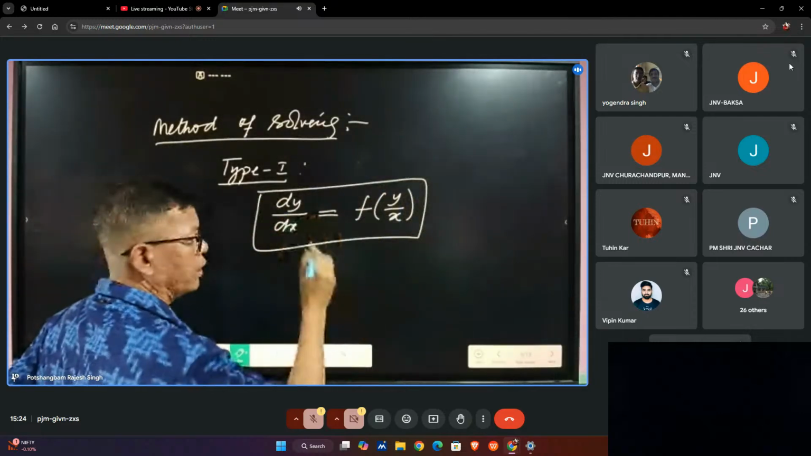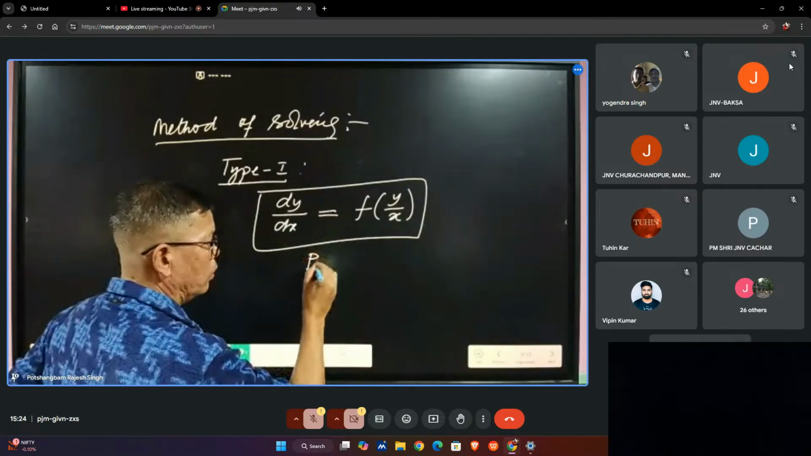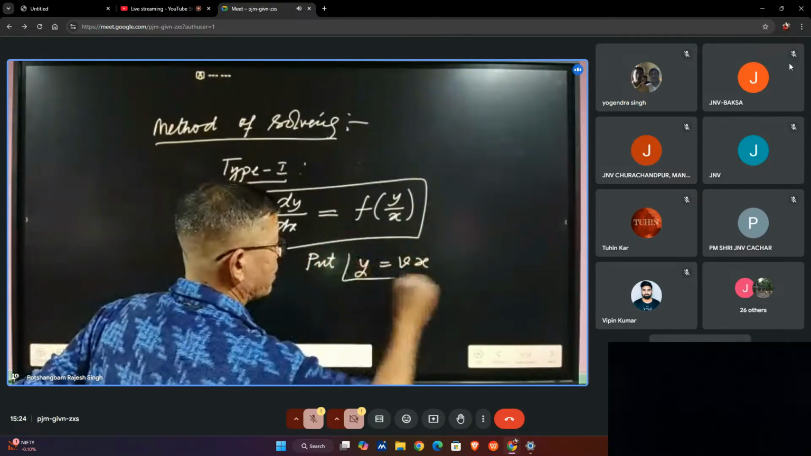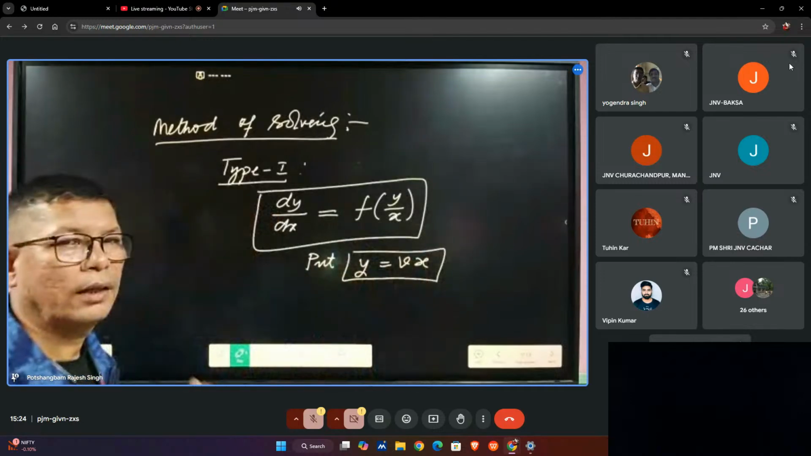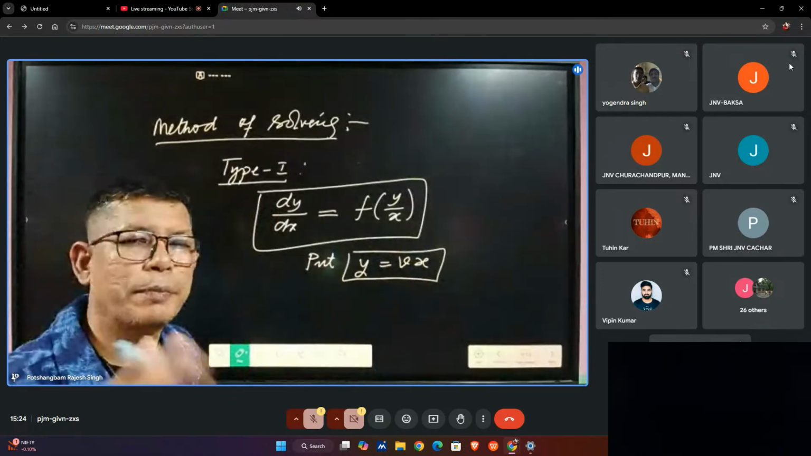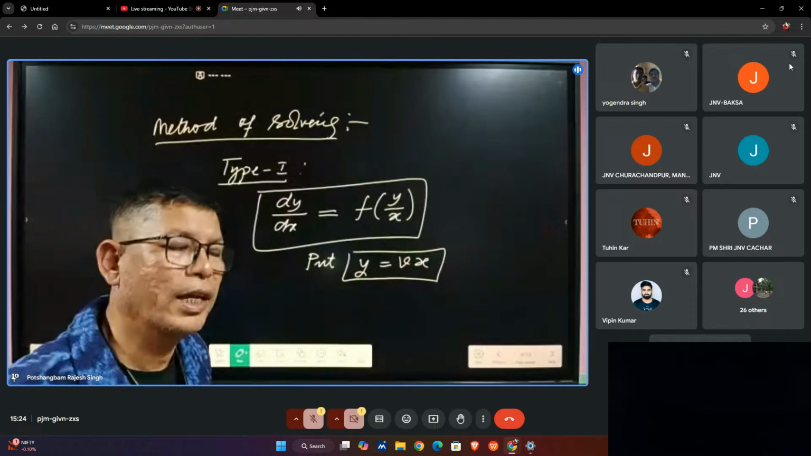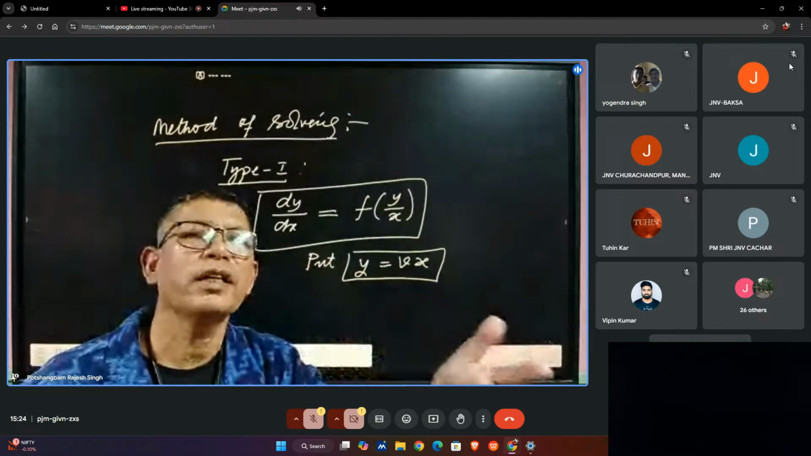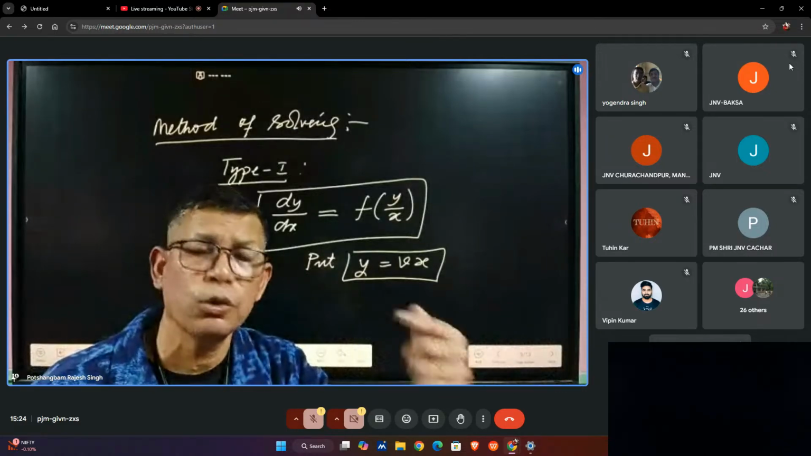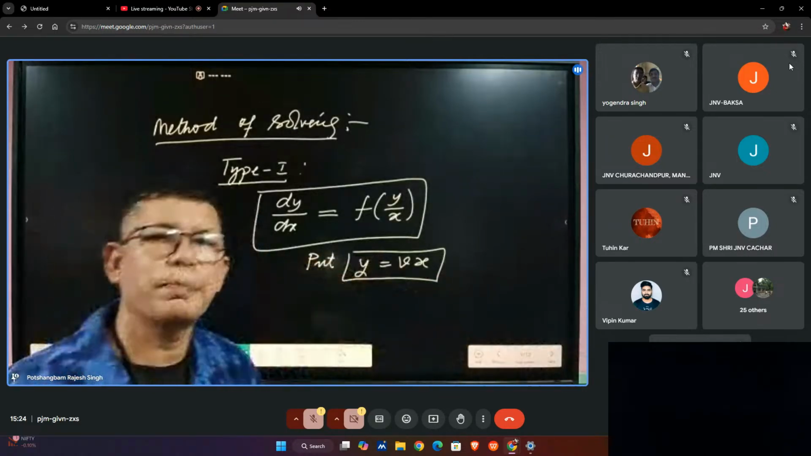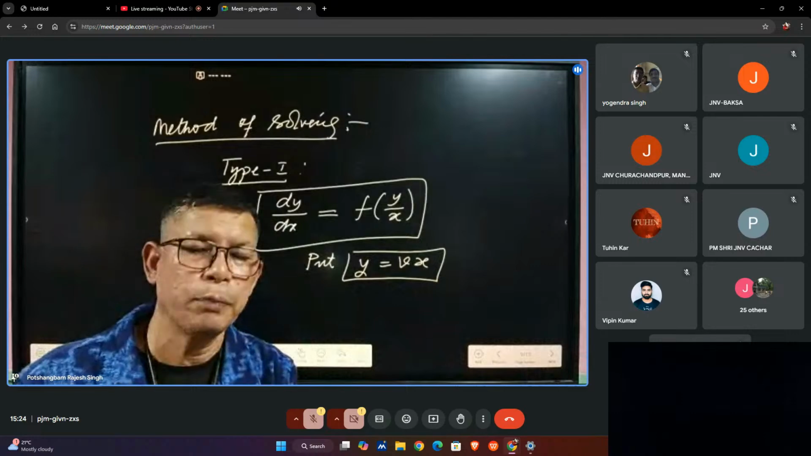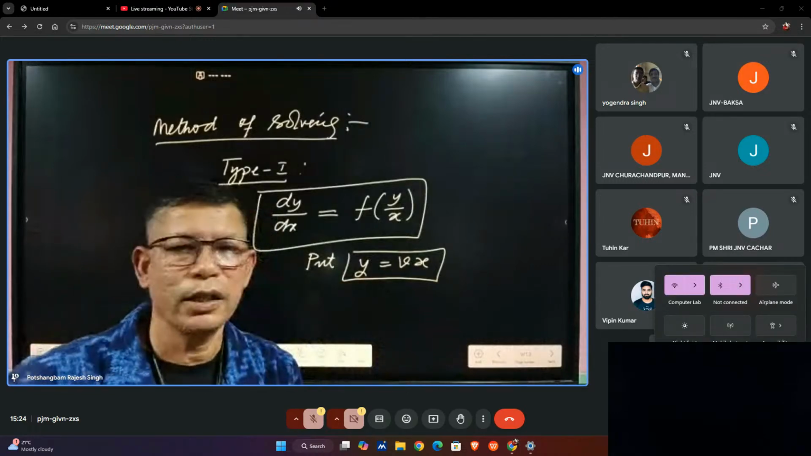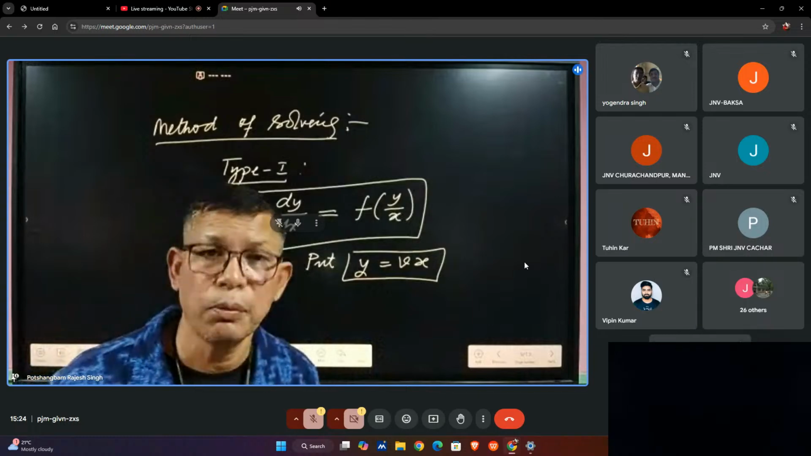After that, the method of solving is to put y equal to vx. You put y equal to vx. Then, separation of variables will be possible in some step. Previously, separation of variables was not possible. After this method, separation of variables will be possible and will be done. Once I have separated the variables, integration should be done, and the solution will come out.